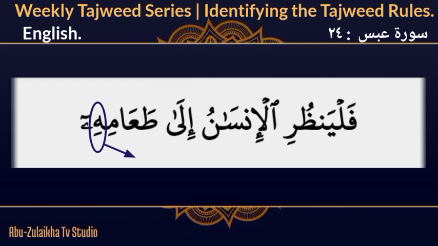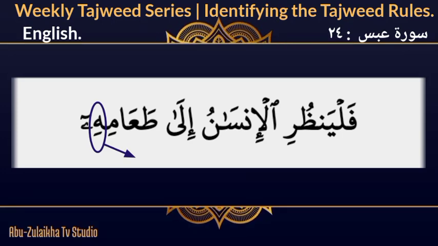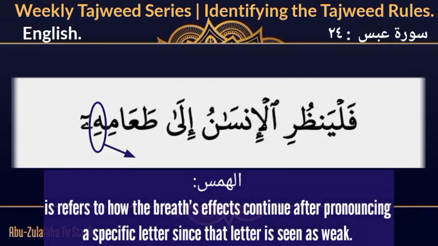فَلْيَنْظُرِ الْإِنسَانُ إِلَى طَعَامِهِ. So I said طَعَامِهِ. The last sound that we've heard, that is what is known as al-hams. That is, al-hams refers to how the breath effects continue after pronouncing a specific letter, since that letter is seen as weak, that is, it has a weak attribute. Do you understand? So after the letter has been spoken, if you pronounce the sound of the letter, or if it has a sukun, you are still going to hear the sound. It continues. Do you understand?